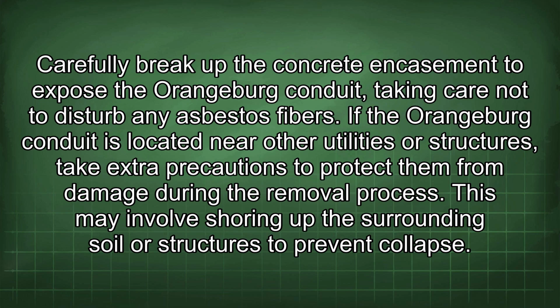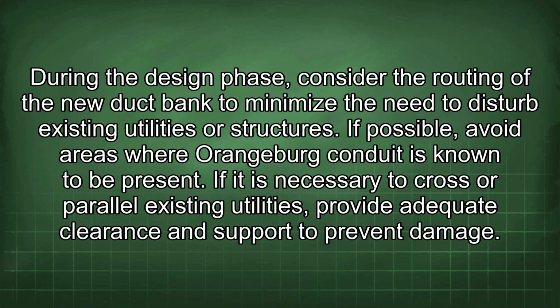Carefully break up the concrete encasement to expose the Orangeburg conduit, taking care not to disturb any asbestos fibers. If the Orangeburg conduit is located near other utilities or structures, take extra precautions to protect them from damage during the removal process. This may involve shoring up the surrounding soil or structures to prevent collapse. During the design phase, consider the routing of the new duct bank to minimize the need to disturb existing utilities or structures. If possible, avoid areas where Orangeburg conduit is known to be present.